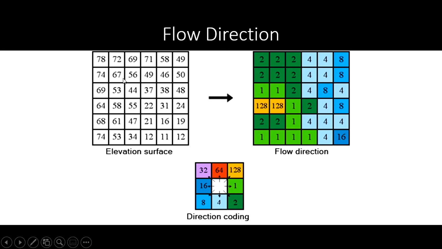67 to 44 is southeast, or let's say down and to the right. In terms of the direction code, that would be a 2. So this is coded as a 2 in the output grid. Now let's go over here. Here we have 58. So 58, 53, oh, there we go. 58 goes to 44. The direction of its flow is going from here to there, and that's going to be coded as 128 for that particular value.